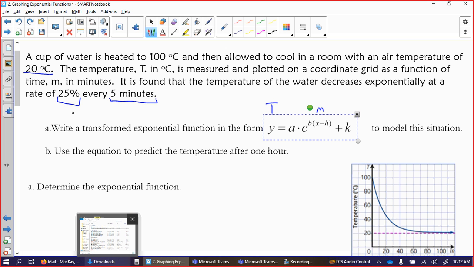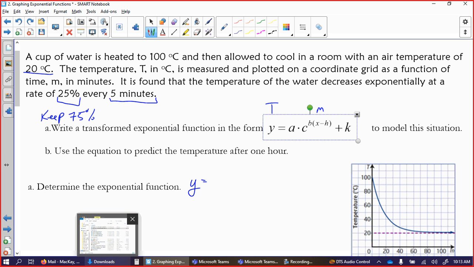So 25%, the temperature drops by 25%. When we're looking at a curve like this, we're actually looking for what percent or what portion of the temperature remains. So if 25% goes away every 5 minutes, what is left every 5 minutes? Well, it's the rest of the whole. So we keep 75%. So the base function is going to deal with that.